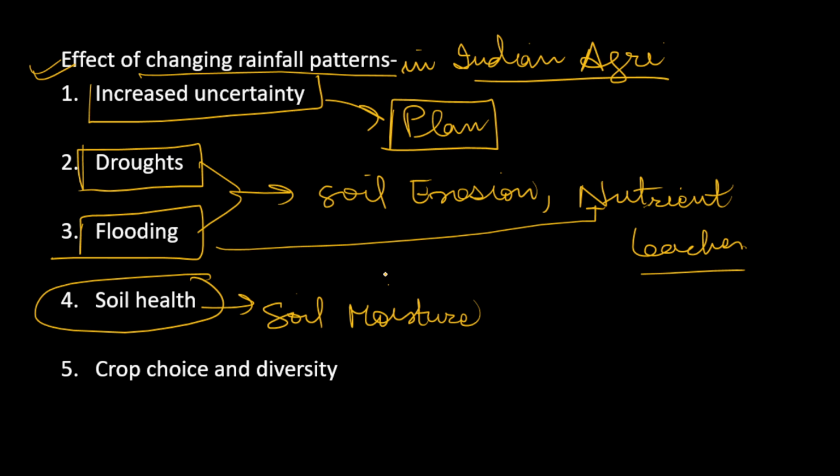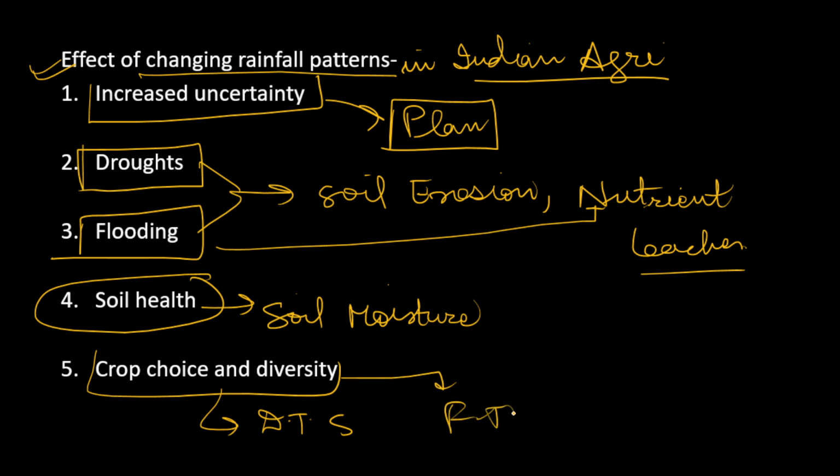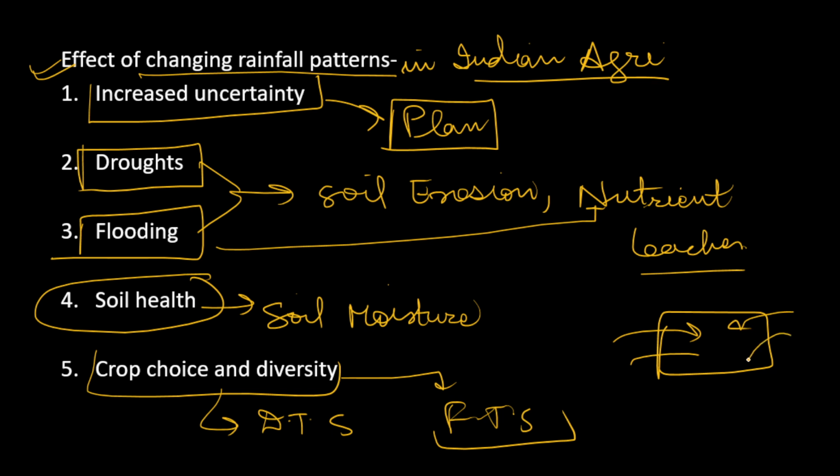Crop choice and diversity. Suppose there is drought, then the farmers will have to shift to drought tolerant species. If there is flood, farmers will have to shift to flood tolerant species. So all these things can be a problem, and the major problem is that it is changing. The farmers have adapted to a certain type of rainfall pattern for two, three decades, and now it is changing. So due to that change, the problems are arising, because the farmers had not faced these problems for decades, which they are going to face now due to the changing rainfall patterns caused by climate change. So that is what is adding to the problem.